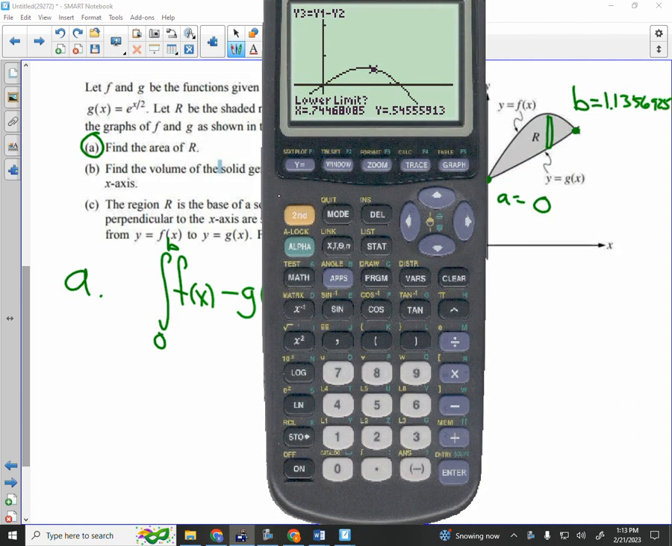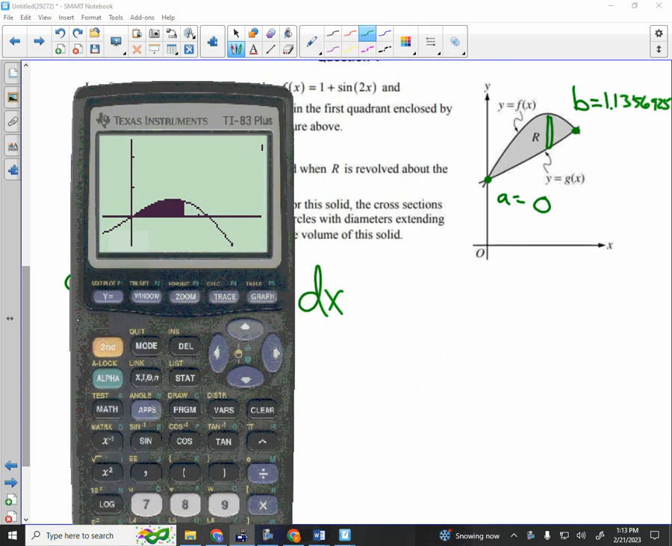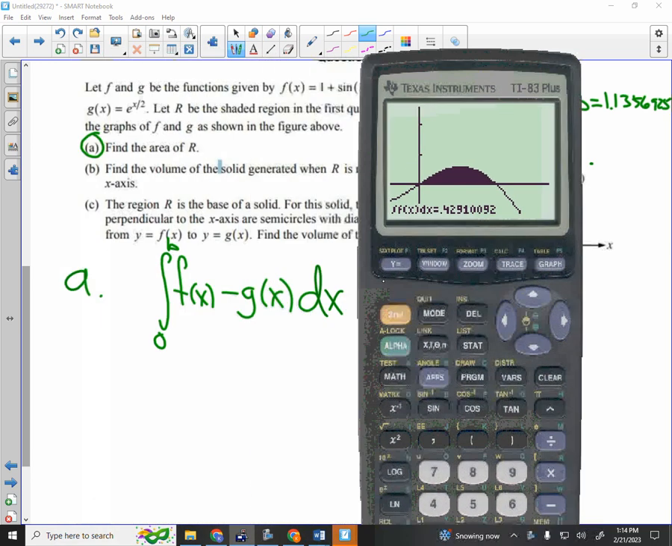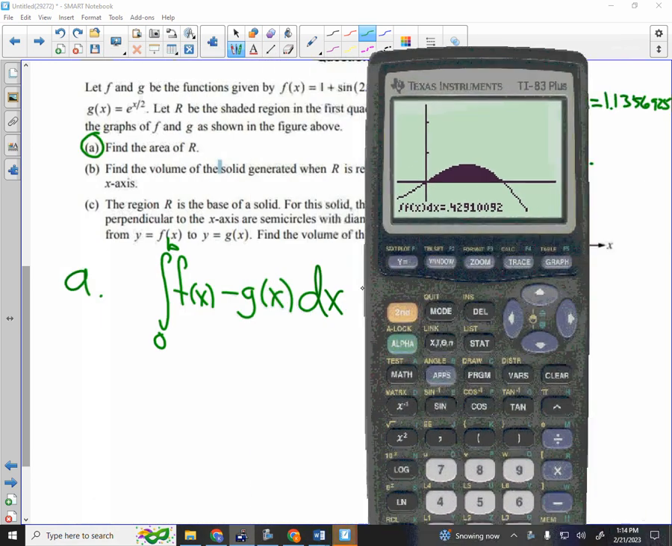And so my lower limit is 0, and my upper limit is 1.1356925. And I get 0.429. The AP exam asks that we write it to 3 decimal places. Just to give you an idea, if you did that much on the AP exam, that would be worth 3 points. You would get 1 point for finding the intersection, 1 point for writing the correct integral, and 1 point for the answer.